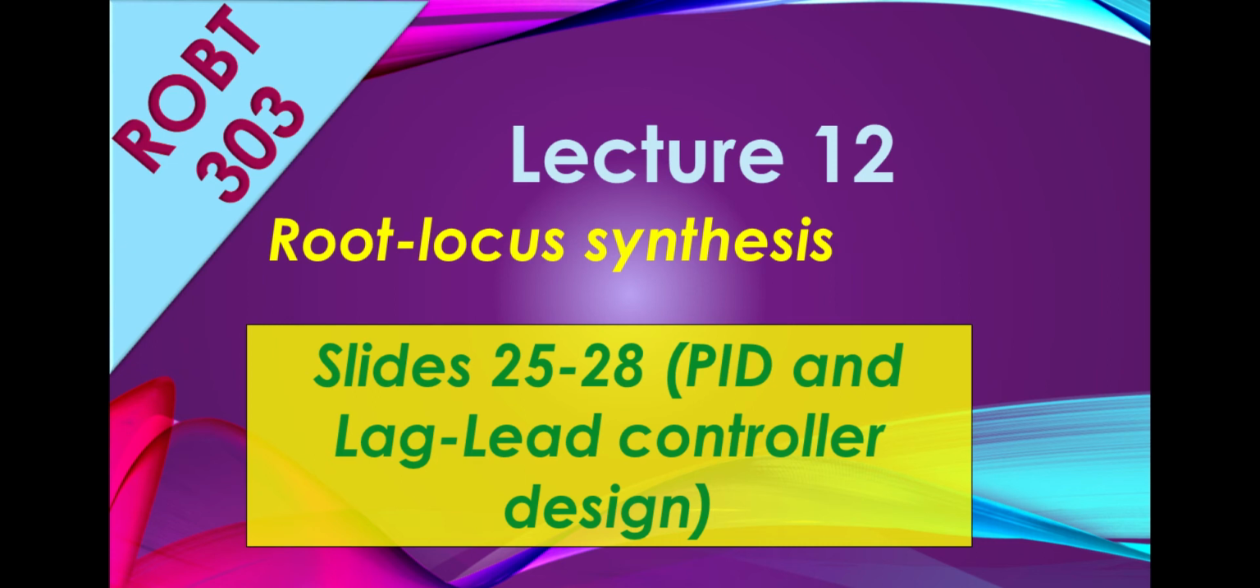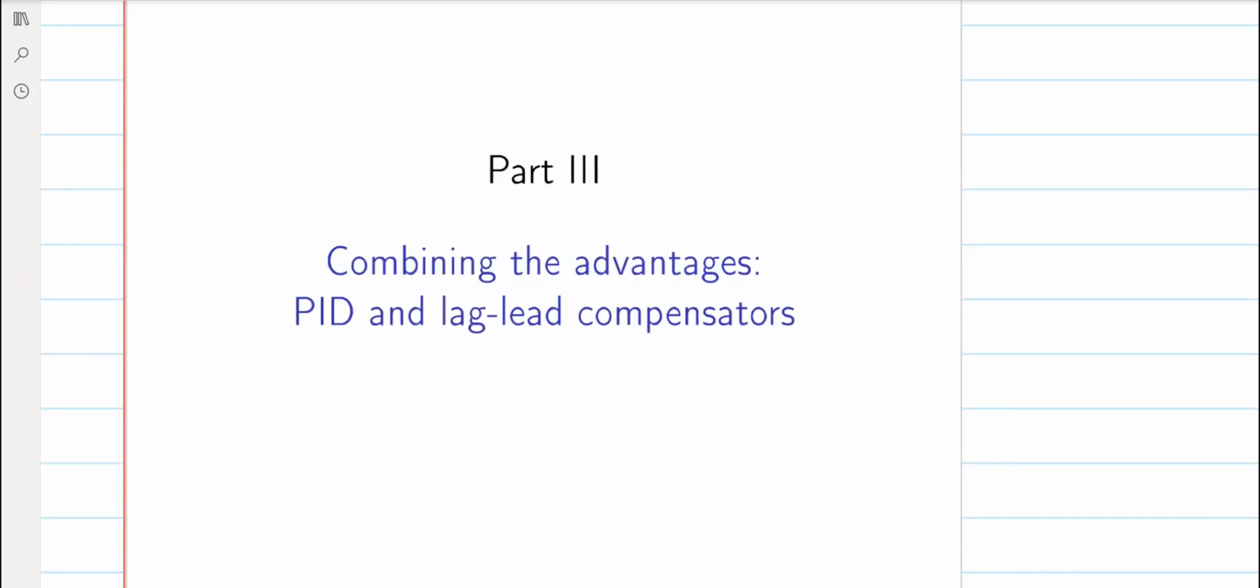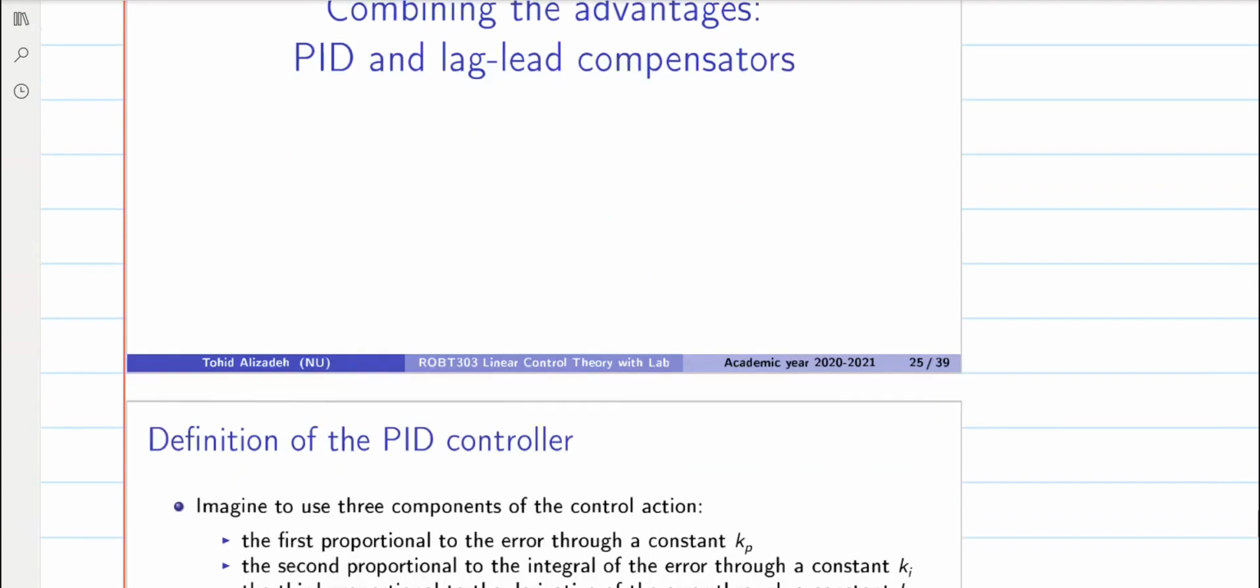Hello everyone. In this video we are going to see how we can combine the PI and PD controllers and obtain a PID controller, and lead and lag controllers in order to get the lag-lead compensators. Here we see how they are formed, and then we will learn how to design such controllers, how to tune the parameters of the controllers which are obtained by combining those two controllers.